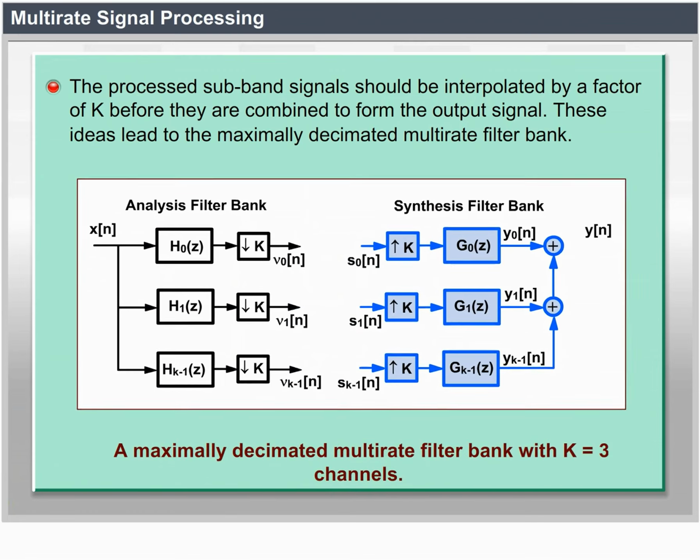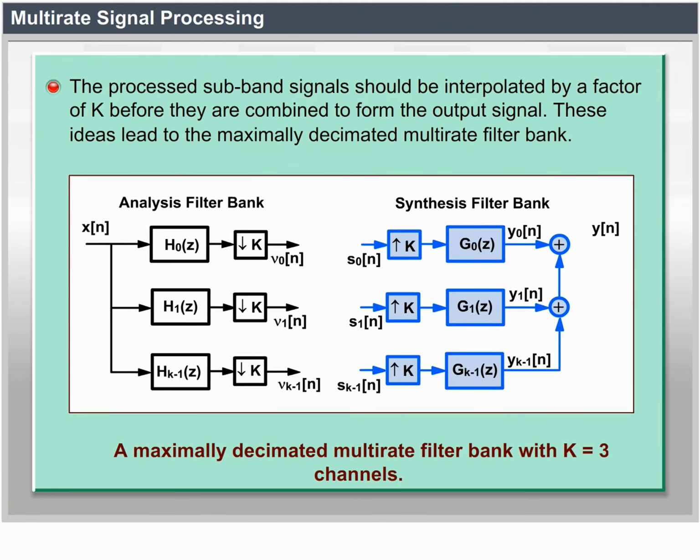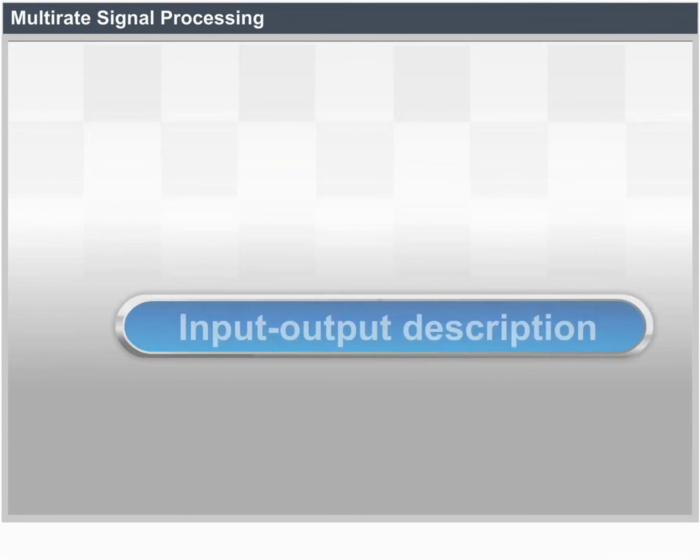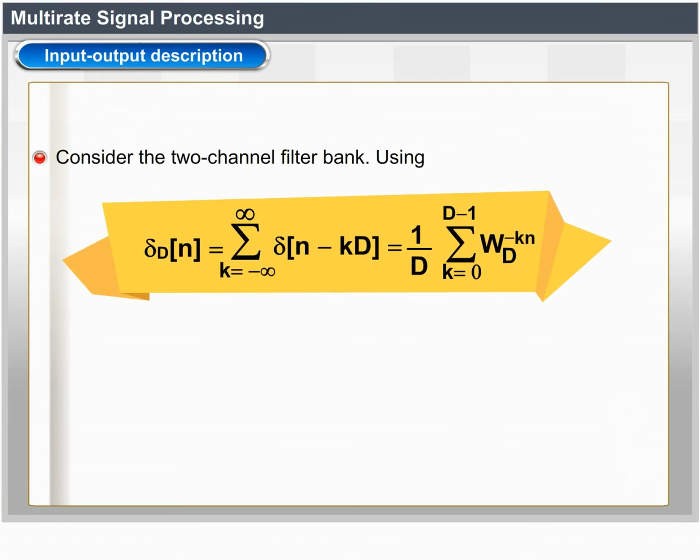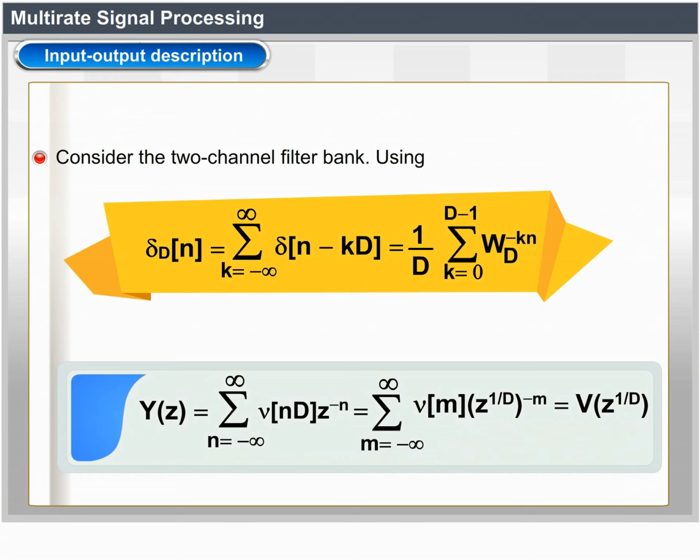Input-output description. Consider the two-channel filter bank using the sampling identity: summation k equal to minus infinity to plus infinity delta(n minus kD) equal to 1 by D summation k equal to 0 to D minus 1 W_D^{-kn}, and Y(z) equal to summation n equal to minus infinity to plus infinity v(nD) z^{-n} equal to summation m equal to minus infinity to plus infinity v(m) (z^{1/D})^{-m} equal to V(z^{1/D}).